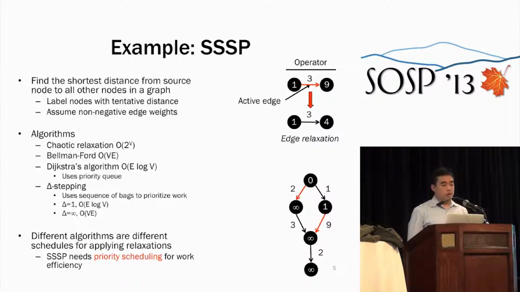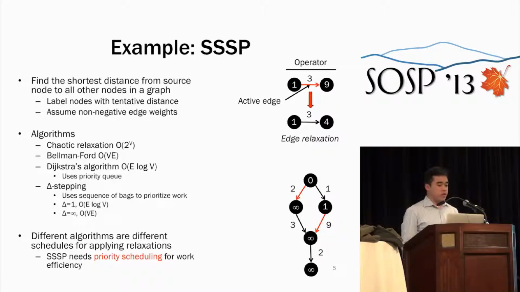Another algorithm for doing SSSP is Bellman-Ford. Here, we apply the edge relaxation operator over all the edges in the graph, |V| times. Another algorithm for doing SSSP is Dijkstra's algorithm. Here, we use a priority queue to order our active edges by the source of the active edge, and we process them in ascending distance order.